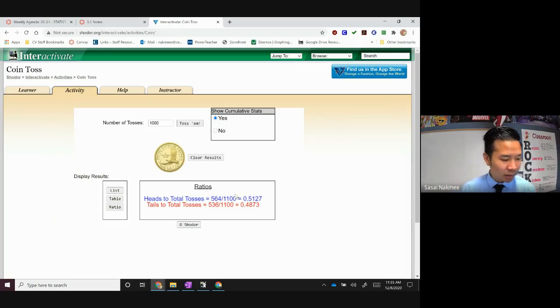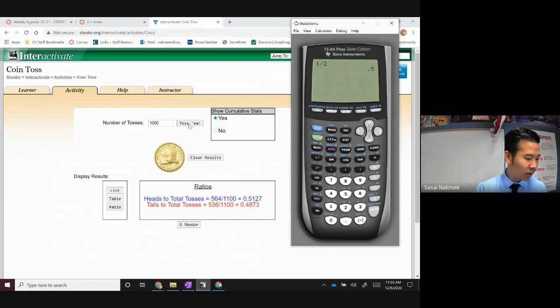You flip it 1,000 times, and look, they record it. This is perfect. This is what I need. I should bookmark this page. So they got 564 heads, 536 tails, right? It's not exactly matching, but look at the probability. The probability is getting closer and closer to 0.5. You see that? It's closer and closer to 0.5, which is the actual one.